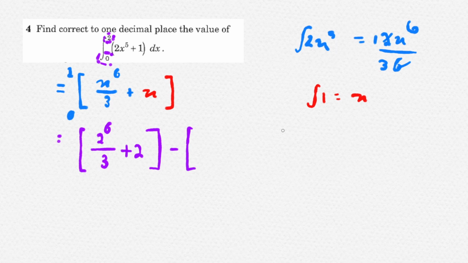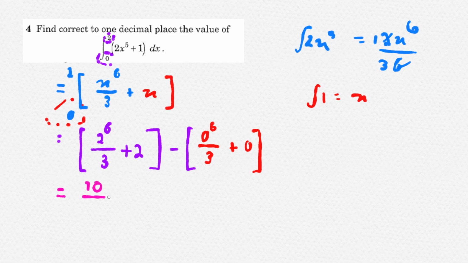So open bracket, 0 to the power of 6 divided by 3 plus 0. Now you can either do this in your head or you can sub it back into a calculator. So putting this into our calculator, you know that the 0 part of this equation will remain as 0, so our final answer will be equal to 2 to the power of 6 over 3 plus 2, which is also equal to 70 over 3.